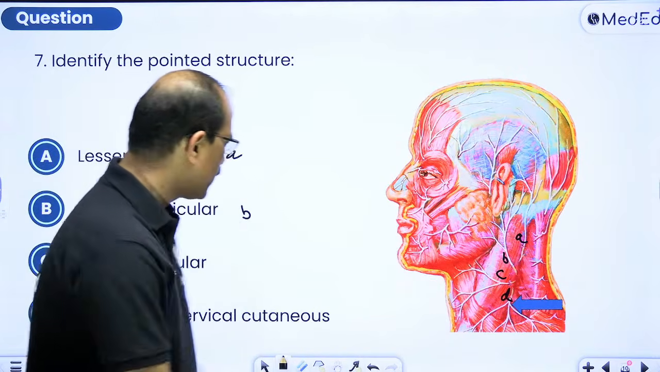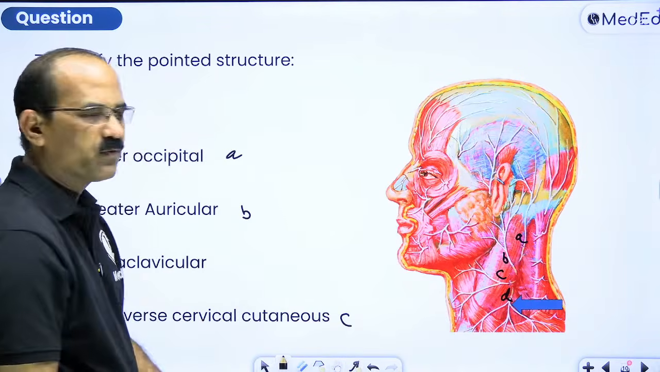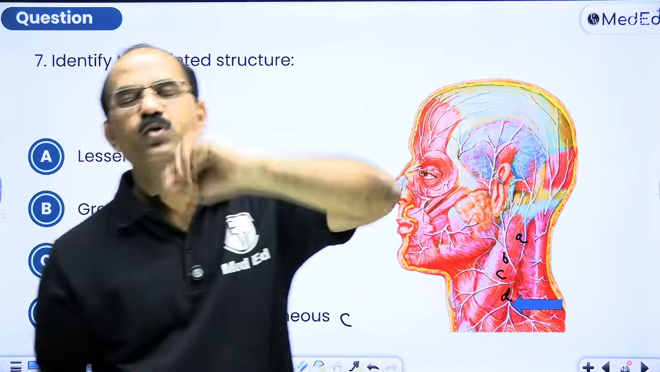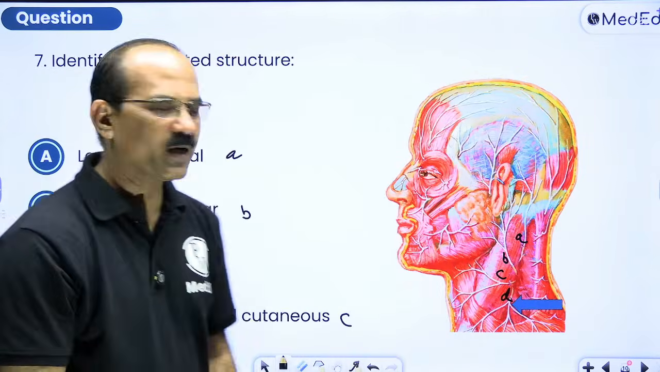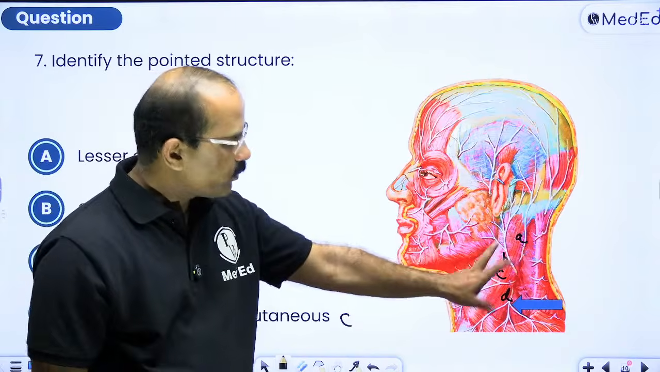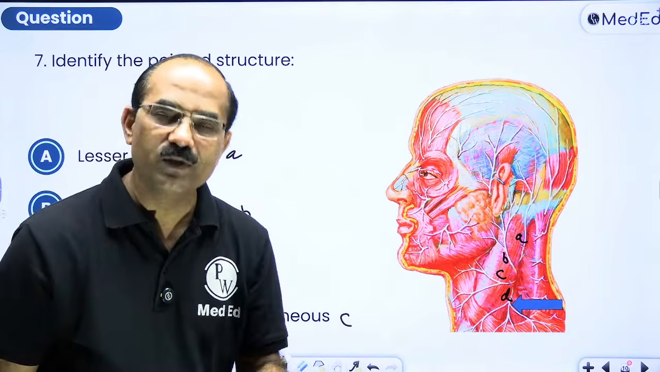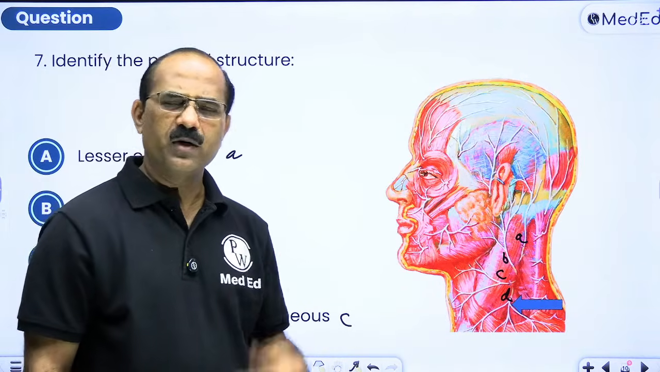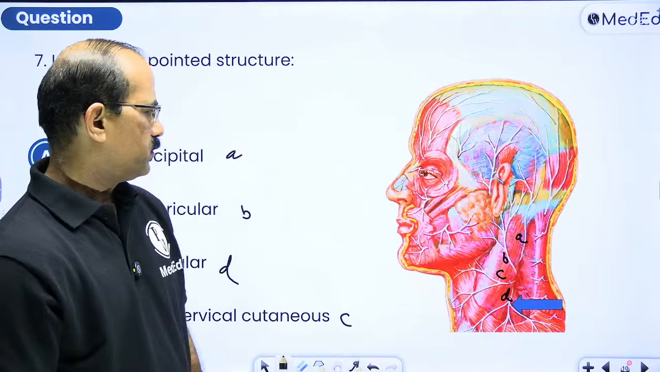C is the transverse cervical cutaneous nerve. The one labelled C is the transverse cervical cutaneous, and D is the supraclavicular nerve. Supraclavicular nerve, that's D. So the pointed structure is the supraclavicular nerve. It supplies the skin above the clavicle. Okay?